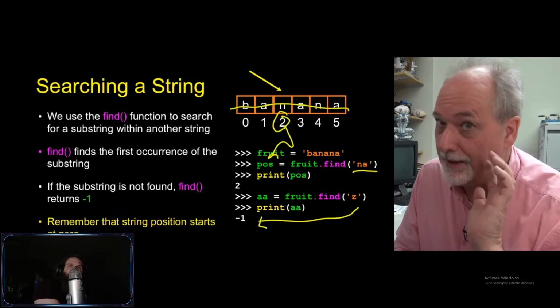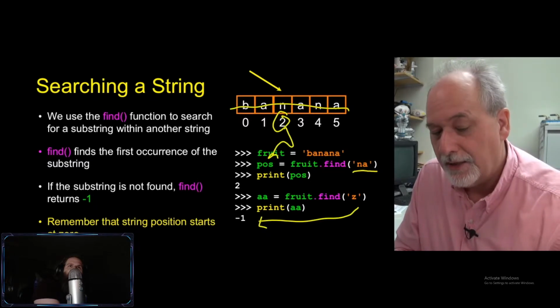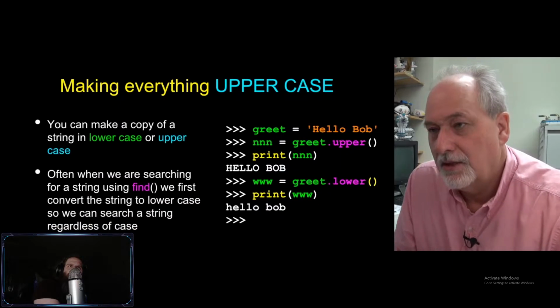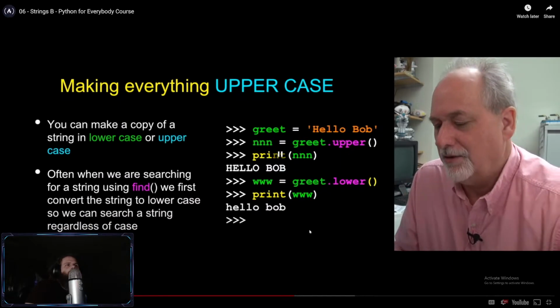So we're going to use this kind of stuff a lot, and we do a lot of looking in strings. Converting things to upper or lower case. You can make a copy of a string in lowercase or uppercase. Often when we are searching for a string using find, we first convert the string to lowercase, so we can search a string regardless of case.